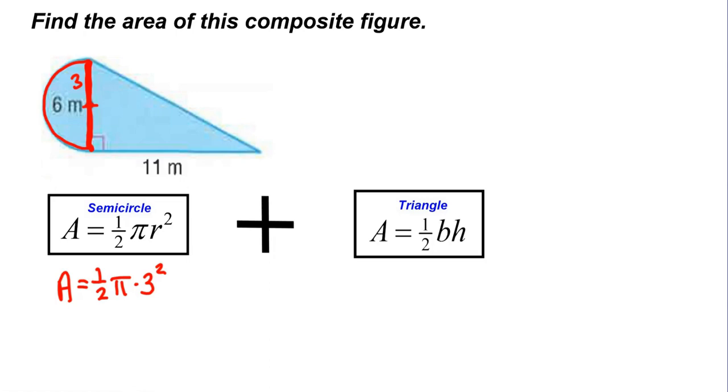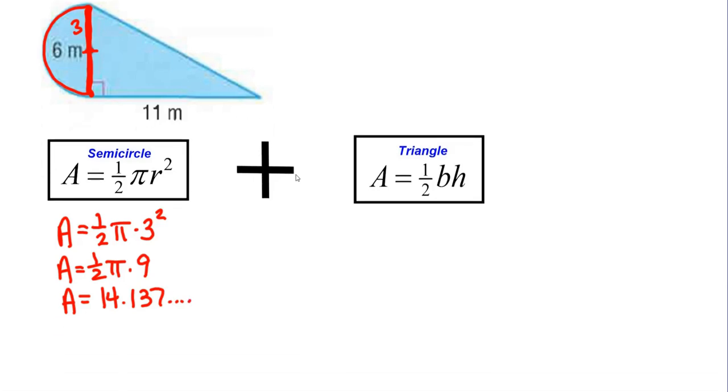I need the radius. So that's going to be 1/2 pi times 9, and 1/2 pi times 9 gives me an area of 14.137, and that goes on and on and on. So when that's the case, when we have pi, we're going to have to round. So I'm going to round to the nearest tenth, which would be this place right here. I look to its neighbor. That's below a 5, so that's going to stay 1. So about 14.1 square meters is the area of the semicircle.